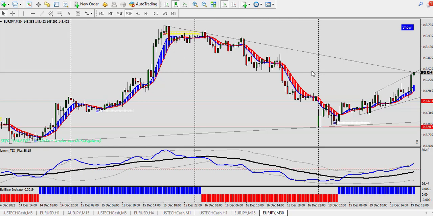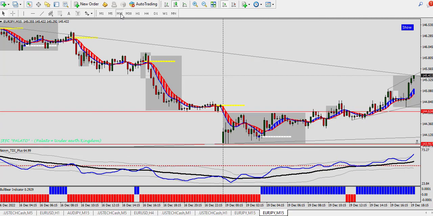I would like to show you a working strategy that you can use. Here we have it on 30-minute time frame, and here it is on 15-minute time frame. It works well and it's profitable. Just make sure you follow me closely as I explain how to use it.